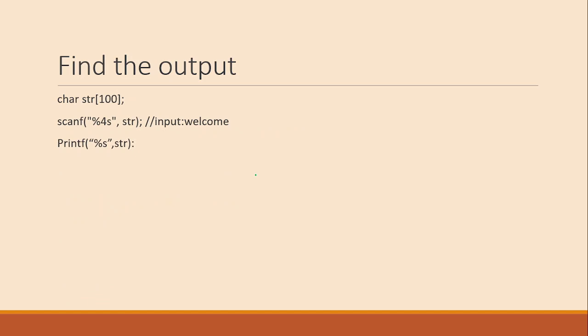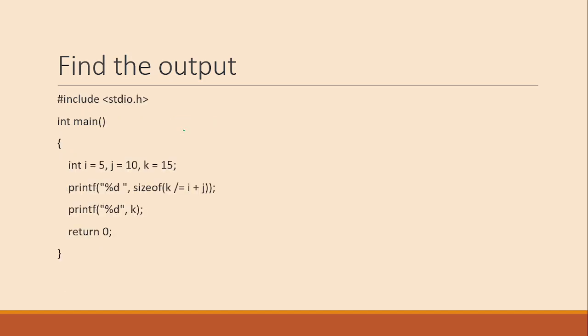Now scanf. In this scanf I am using a value called %4s. That means it will get only 4 characters. Suppose I give an input called "welcome". The first 4 characters will be received as input, "welc". So when I print str, the answer will be "welc". The first 4 characters will get printed.